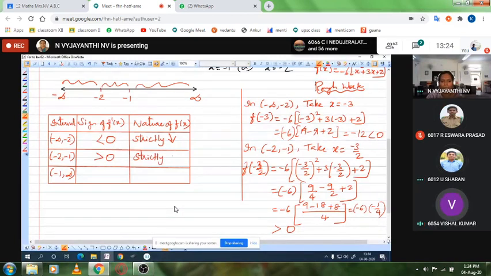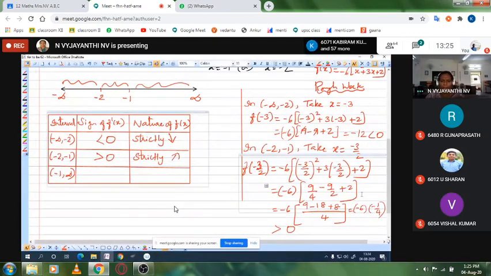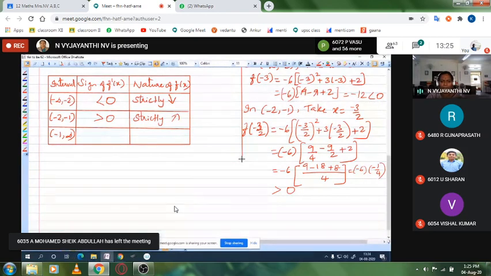strictly increasing. Okay, I'll tell you one shortcut method. Most of the times, if it is greater than 0, next one will be less than 0, and the next one will be greater than 0. But at times we will get greater than 0, greater than 0, less than 0, less than 0, like that. So you have to be very careful while calculating.